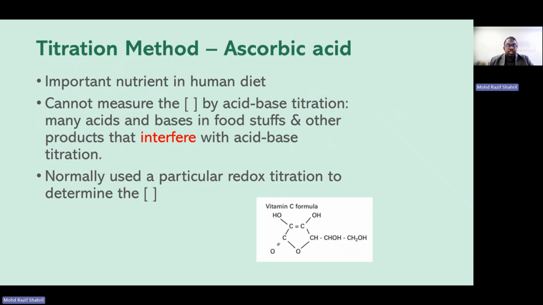We cannot measure the concentration by acid-base titration because there are simply too many other naturally occurring acids and bases in foodstuffs and other products. This would heavily interfere with an acid-base titration, giving us widely inaccurate results. So to get around this, we normally use a highly specific redox titration to determine its concentration. You can see the chemical structure of vitamin C here on the screen.